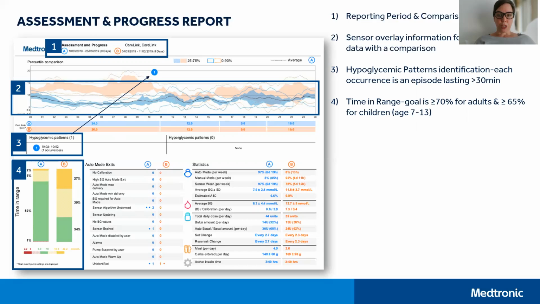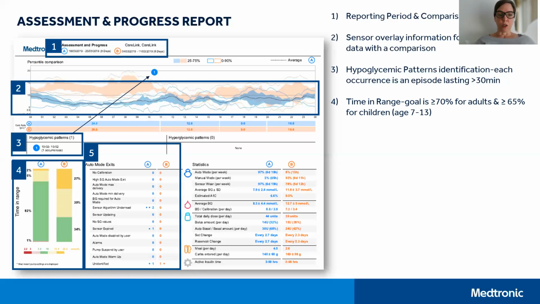The goal for time and range for adults is greater than or equal to 70%, and we'll all jump for joy when you get there. For children ages 7 to 13, the goal would be greater than or equal to 65%. So in terms of this report, you can see that between manual mode and 2 weeks later of auto mode, this person has improved their time in range from 34% to 82%. The goal for time spent low would be less than or equal to 4%.